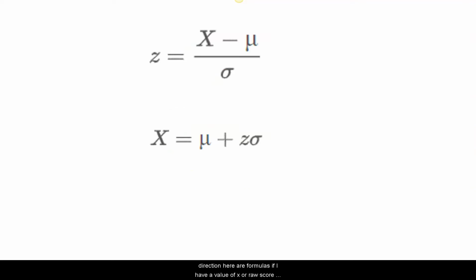Here are formulas. If I have a value of x, a raw score, can I convert that to z? Well, sure. It's just the raw value minus the mean divided by the standard deviation, and I can convert that to z. Can I go the reverse direction? If I'm given z for a value, can I convert it to the raw score? Sure, absolutely. And it's fairly easy to do. You'll see that that x formula is just an algebraic conversion if you're into algebra. You don't have to be. We give you all the formulas.